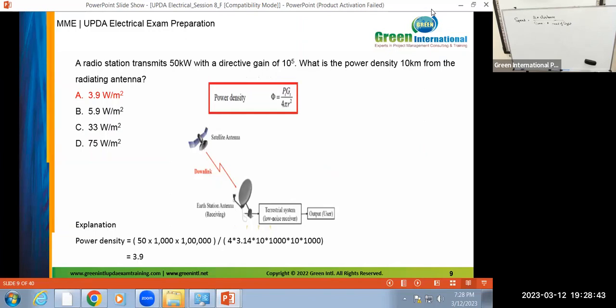So 50 kilowatt is the given data in terms of power. So given the power, then the gain, what is the power density? The distance is 10 kilometers.